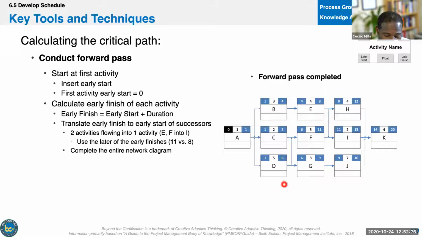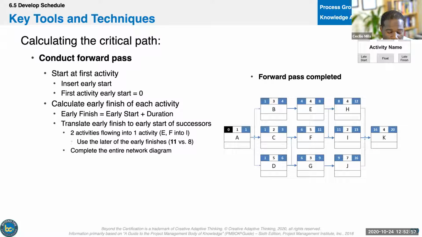Okay, I'm done with this column. Now I come here and I say activity E has only one predecessor. It's B. Therefore, I choose that number. But activity F has 2 predecessors. It has C and D. Therefore, I have to pick the biggest number of the 2, because activity F cannot start until C and D are done. C will finish on day 3. D will finish on day 6. We can start activity F on day 6.